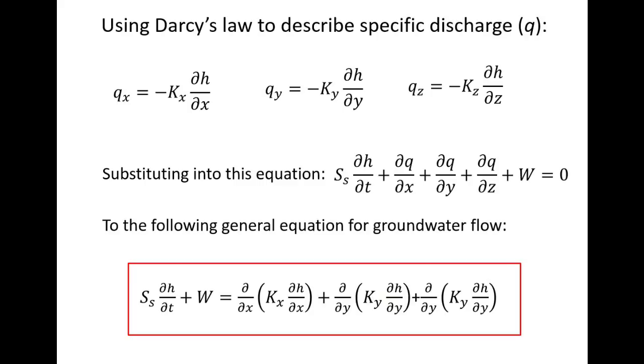Now Darcy's law comes into the equation because we know what these specific discharges are in terms of head. They're equal to the hydraulic conductivity times the gradient in head, in the x direction for the x term, y direction for the y term, and z direction for the z term. We can simply substitute these in here for qx, qy, qz. We do that, and you see these new terms in parentheses here. That has brought Darcy's law into the equation.